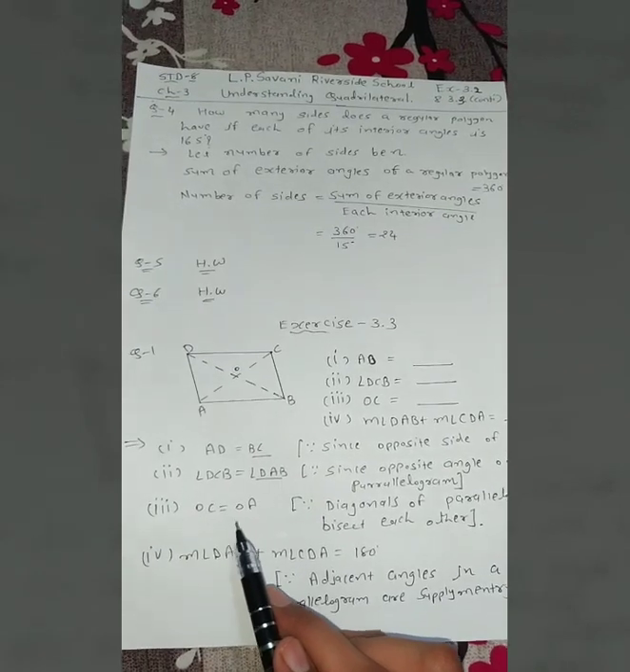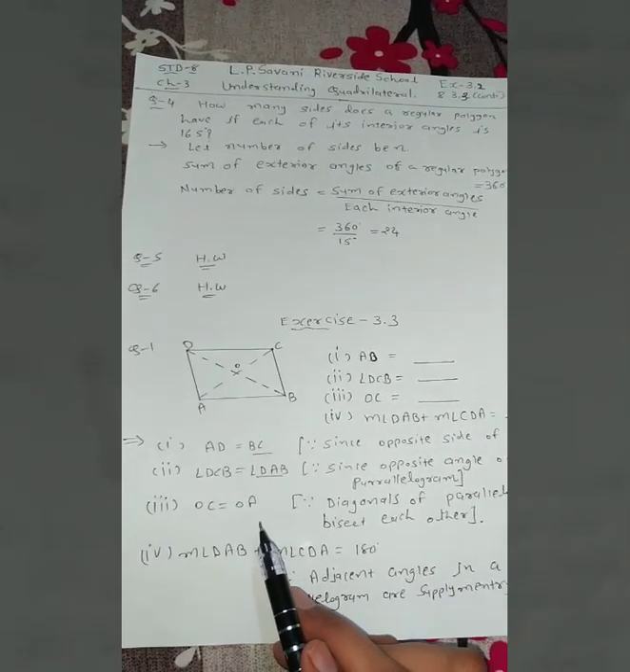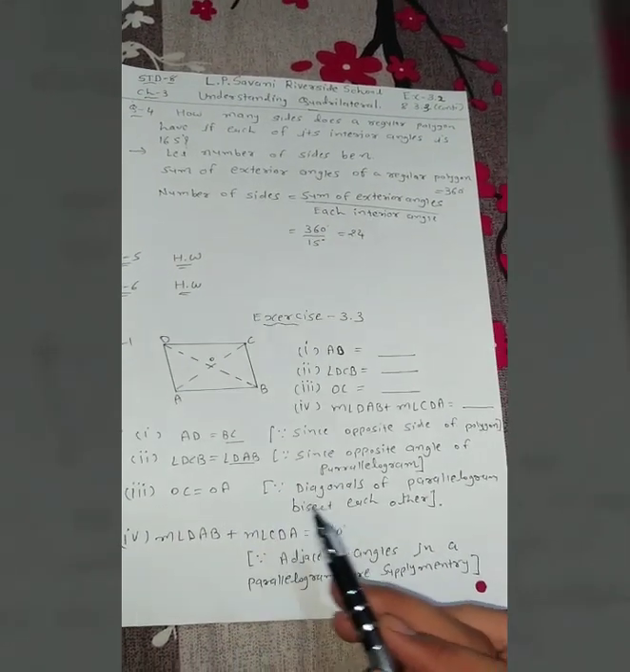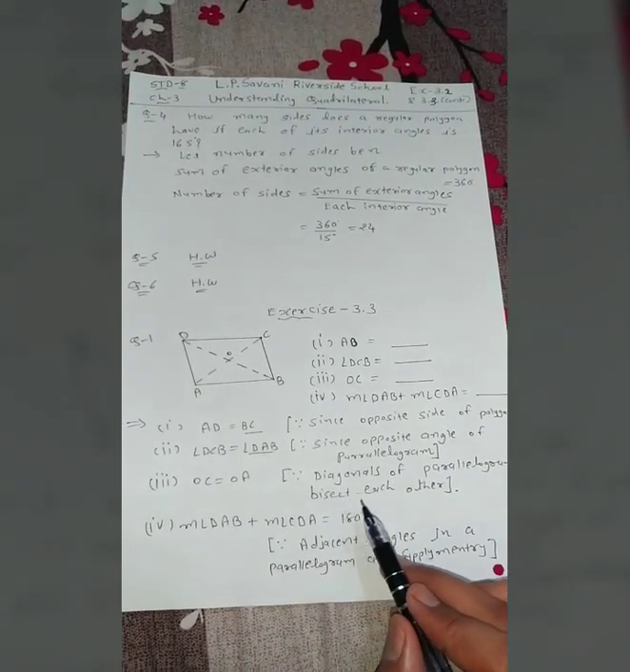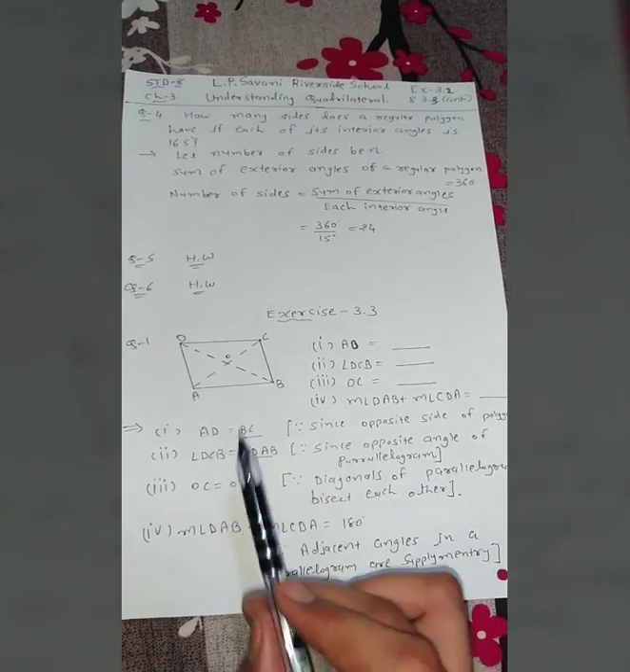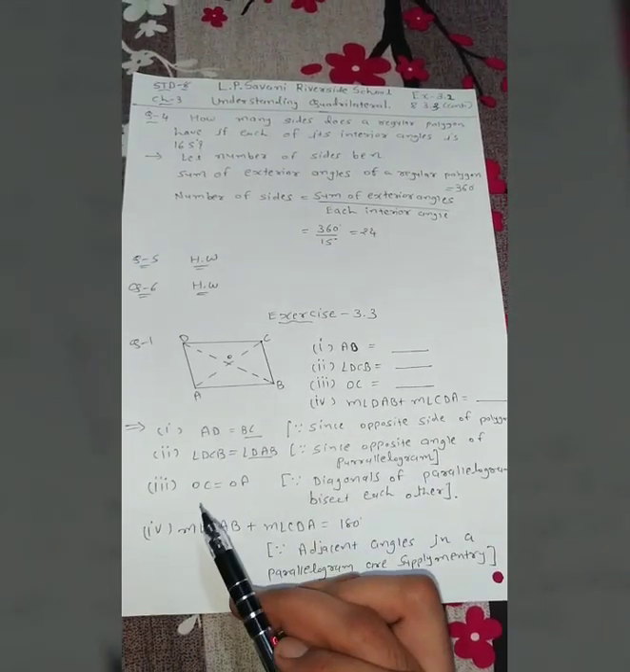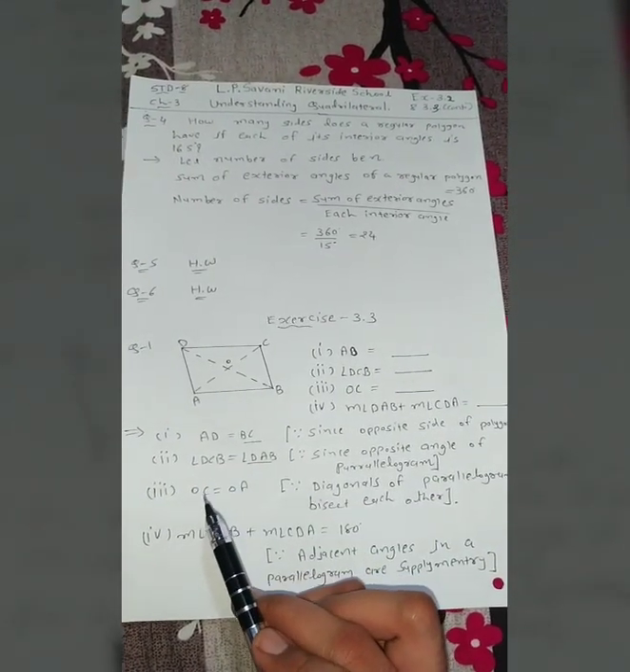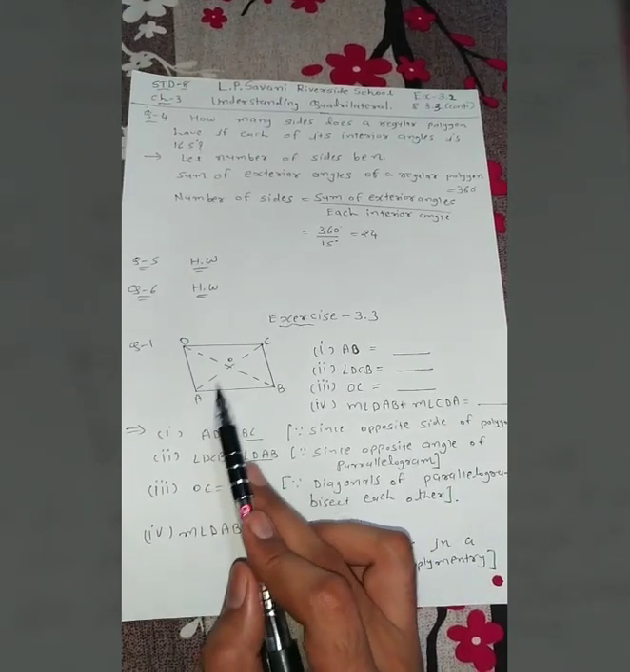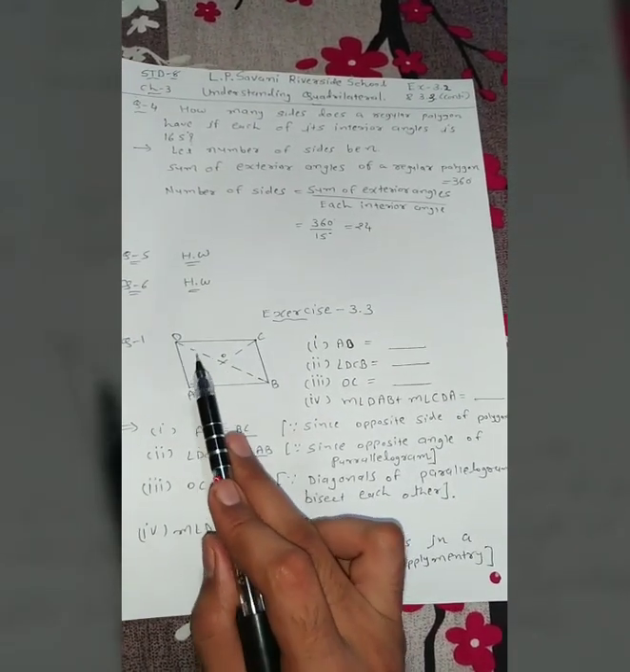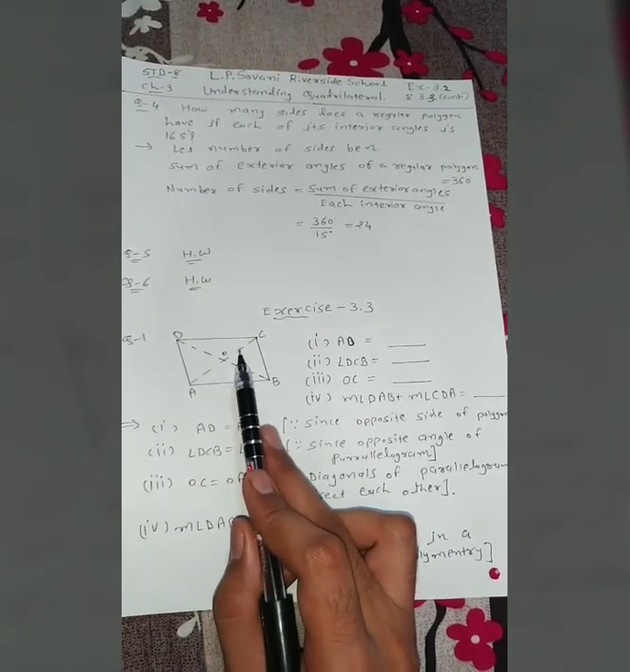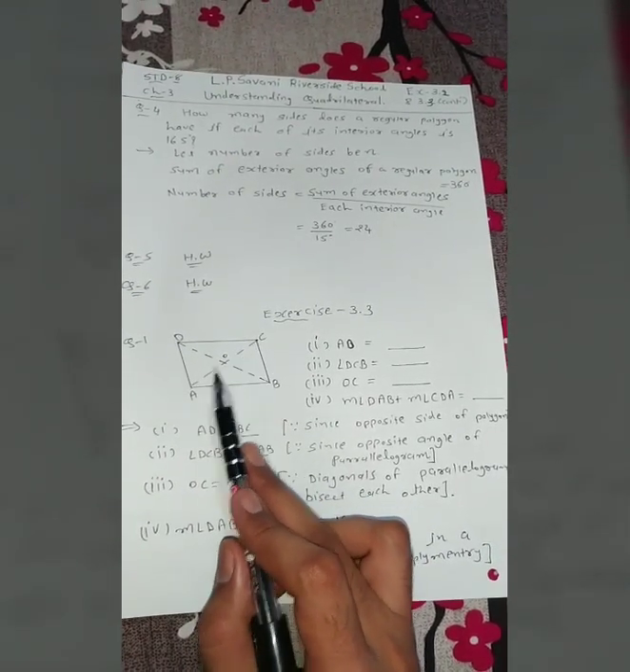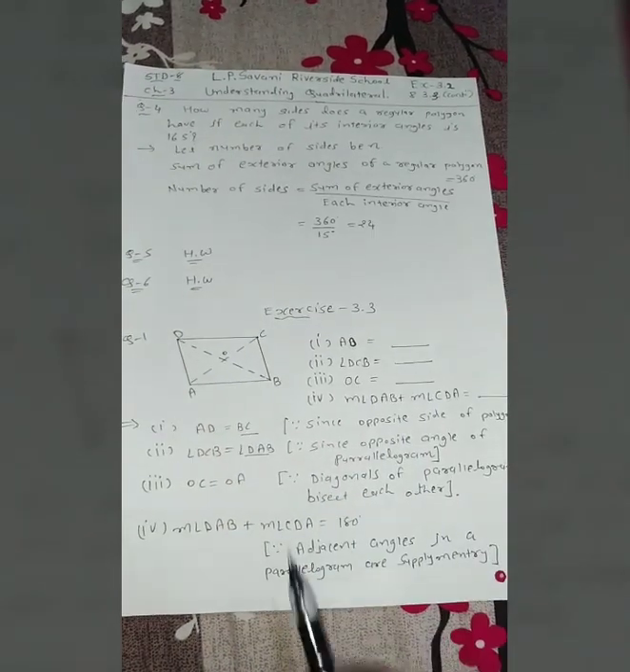Then OC is equal to OA. So OC is equal to OA because the diagonals of a parallelogram bisect each other. So OC and OA bisect each other, so the values of OA and OC are the same because DB and AC bisect at O. So these two parts are equal on both sides.